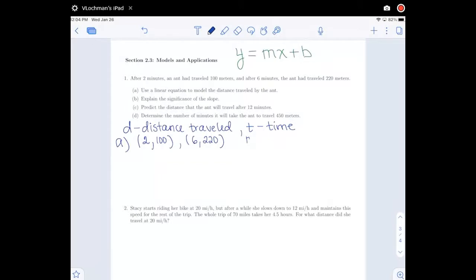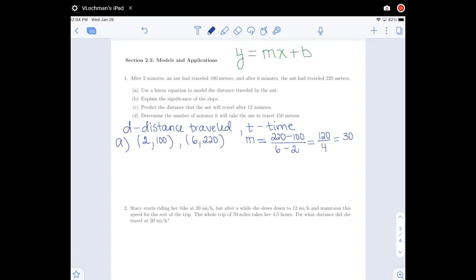Okay. So what is the slope? 220 minus 100 on top, that's the change in my dependent variable, over 6 minus 2. That's 120 over 4, 30. Okay, that is my first step here. I found the slope. Now we need to find the intercept, right? If we want to put it in the slope intercept form.